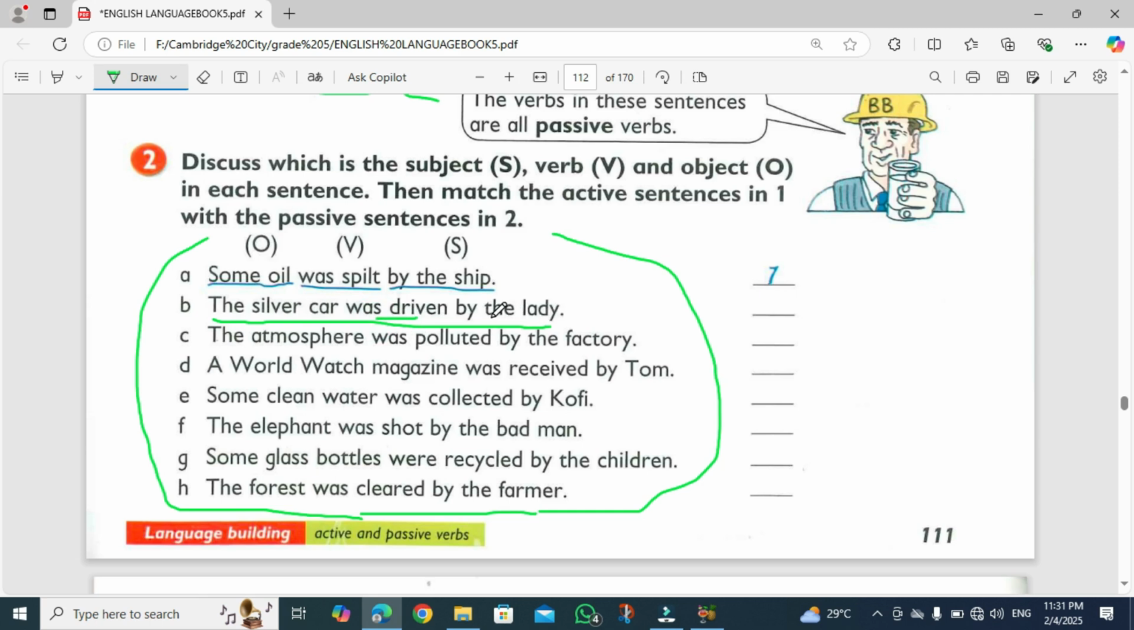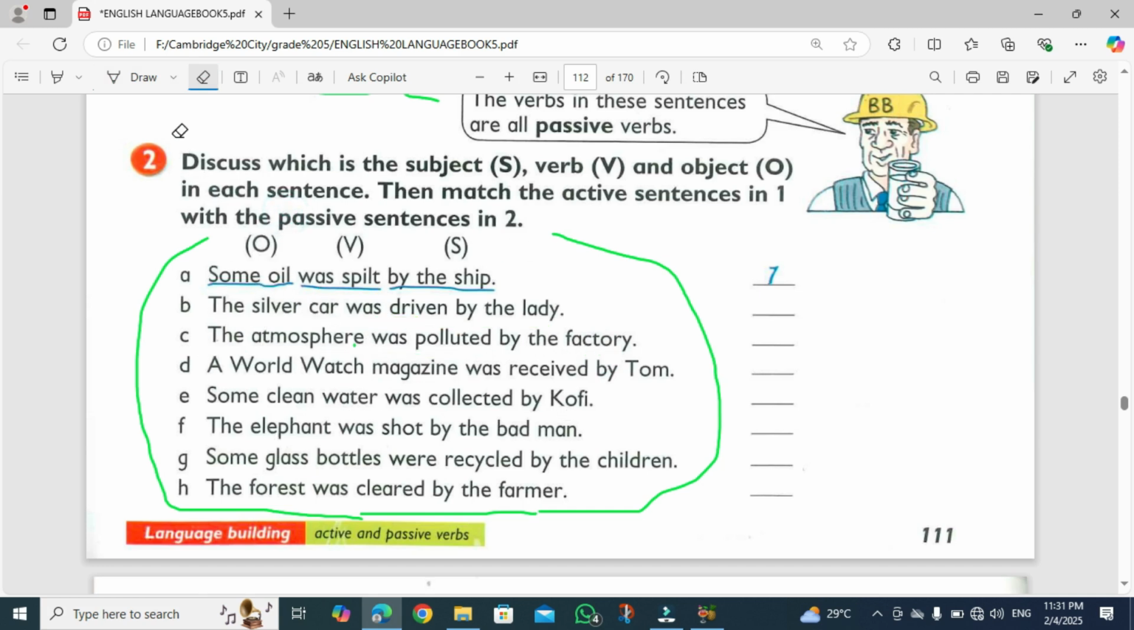This is the subject. So here it's different. They are active or passive? They are passive. Why? Because here the object is first, the verb is second, and the subject is the last one. C. The atmosphere was polluted by the factory. The atmosphere, this is object, was polluted, this is verb, by the factory, this is the subject. Well done.